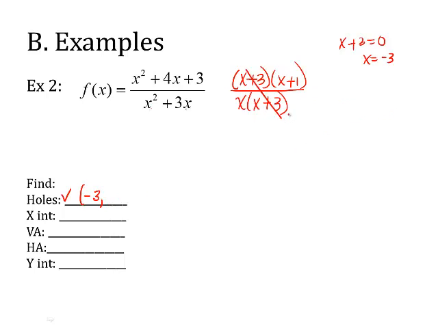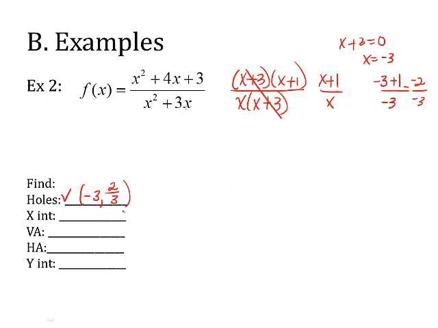If I cancel that out, what's left in my equation is (x + 1)/x. Now I take the -3 and plug it into what's left. So (-3 + 1)/-3. So I have -2 over -3, also known as positive 2/3. So I found my hole.